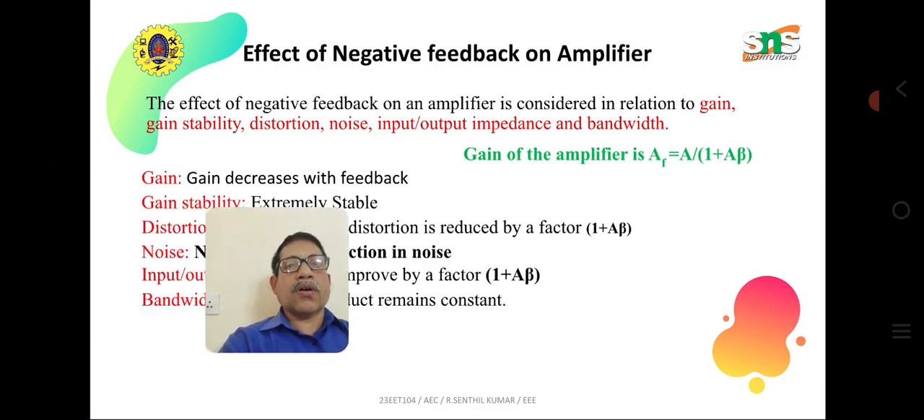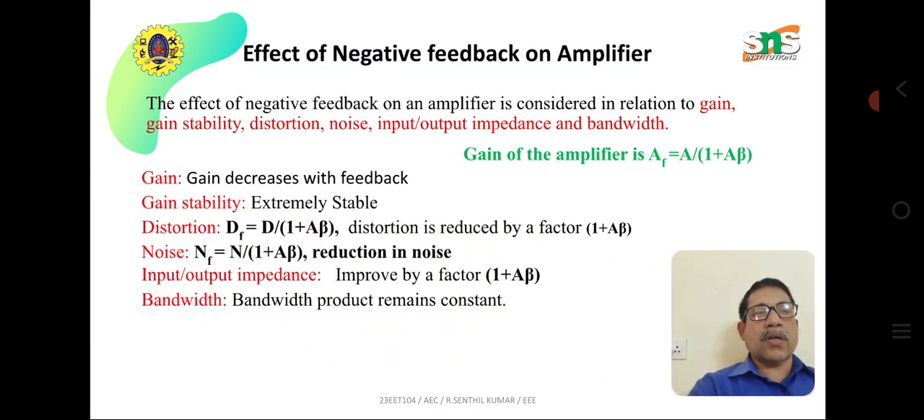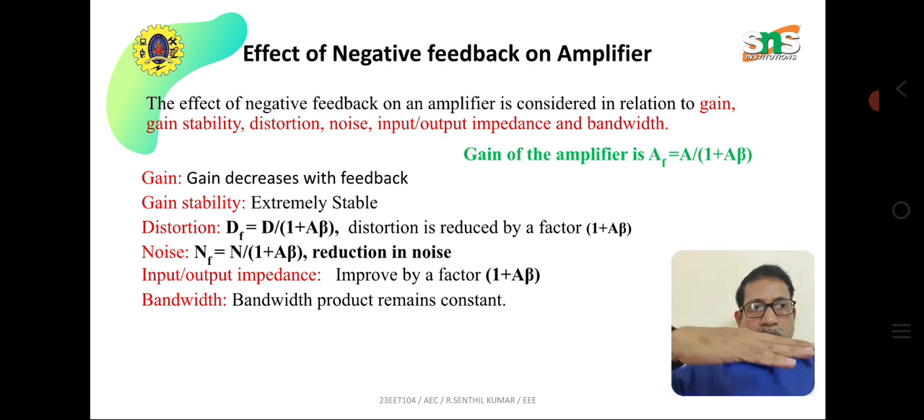Now, what are all the effects of negative feedback? Since we are discussing the amplifier part, not the oscillator part, the effects of negative feedback are given. We know from the earlier discussion that the gain reduces, whereas the distortion and noise also reduce, and the input and output impedances and bandwidth increase. The gain of the amplifier AF is nothing but A divided by 1 plus A beta, so the gain decreases. The gain stability is extremely good, therefore it is utilized for the amplifier part.